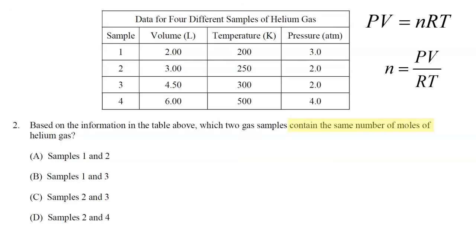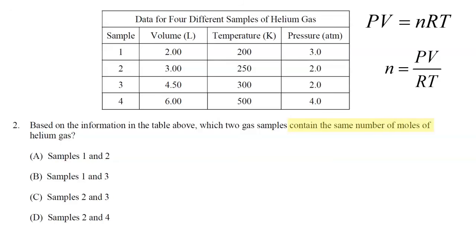So I'm not actually going to use units when I set up these mathematical expressions, and I'm not actually going to solve for the number of moles. I'm just simply going to compare the ratio of PV over RT for all 4 samples, and whichever 2 samples give me an identical mathematical expression, then that must be the correct answer.